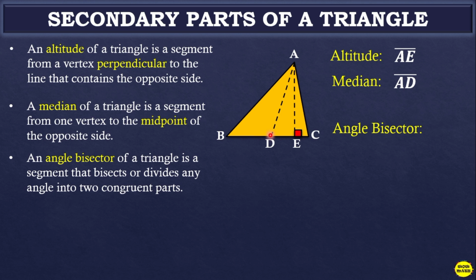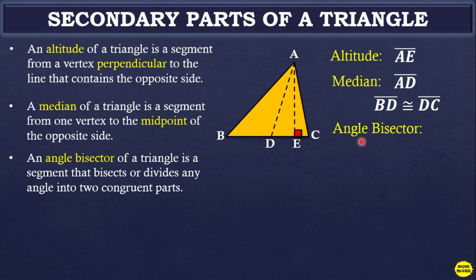Yung midpoint po natin, simula sa vertex, up to the midpoint of your opposite side. So if D is your midpoint, ang ginagawa ng midpoint, hinahati niya yung segment into two congruent parts. So therefore, if this is your midpoint, therefore, segment BD is congruent to segment BC. Since midpoint siya, congruent tong dalawang to. Ito po, itong buo.